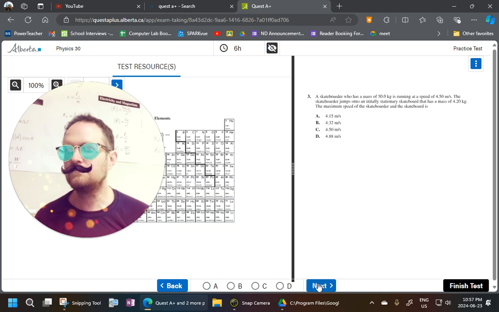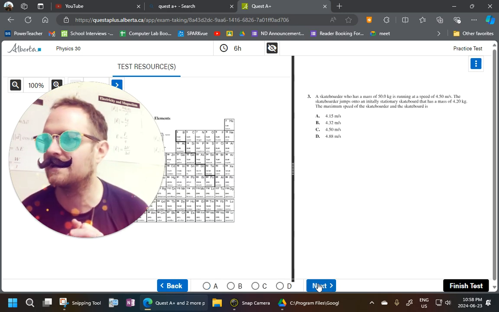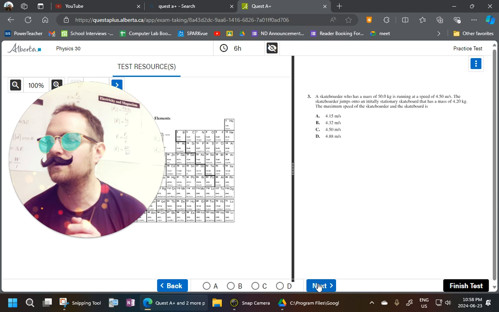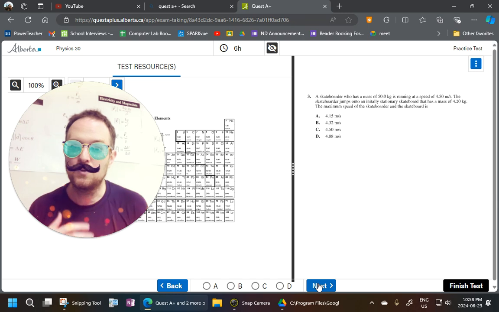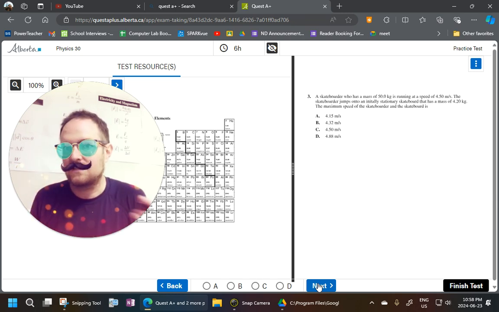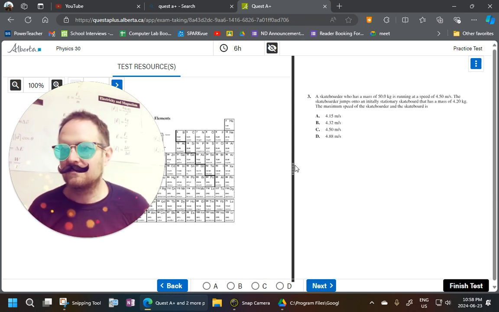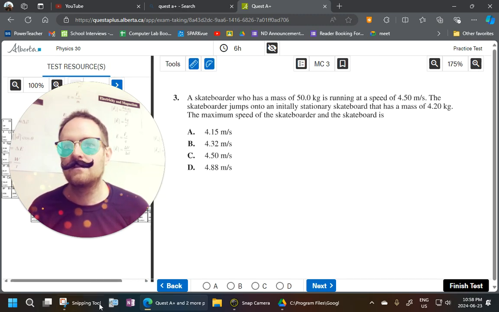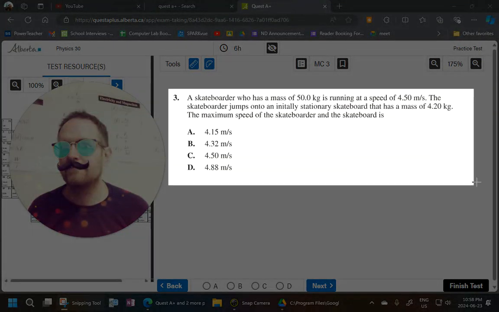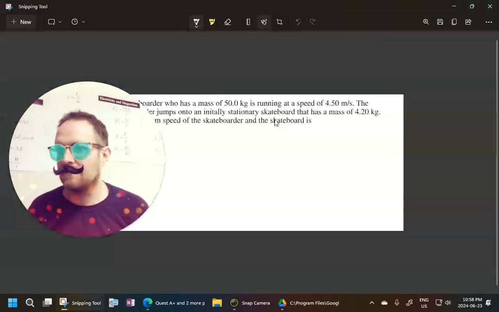Cool. A skateboarder whose mass is given is running at a certain speed. They jump onto an initially stationary skateboard with a mass. What's the maximum velocity? Obviously the velocity is going to go down. It's not going to stay the same, so C and D are out of the question. You gain mass all of a sudden. Why would your velocity go up? Your momentum has got to stay the same from initial to final.